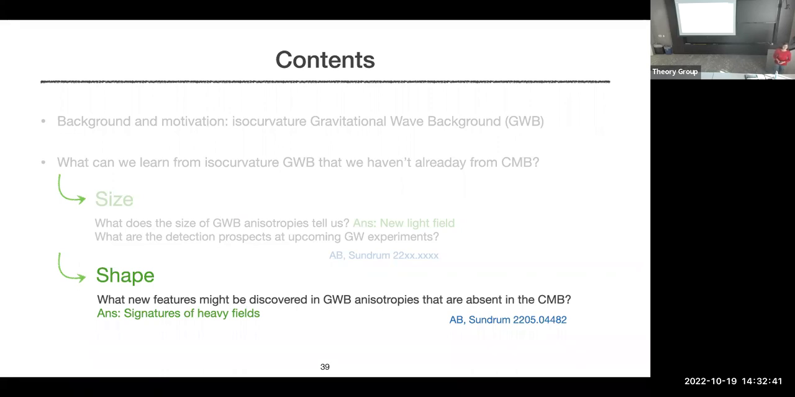Okay. Yeah. So I think that kind of completes the story, that there are two different aspects of these anisotropies that tell us about two different things.